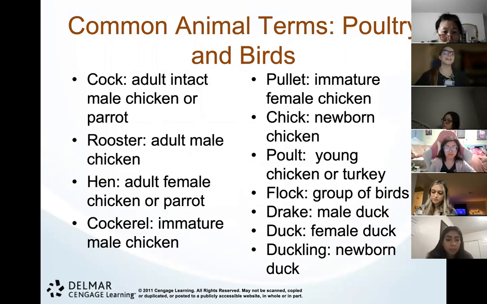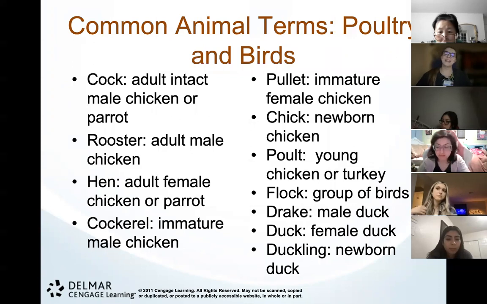And a cockerel is an immature male chicken, which means that they're usually under 1 year of age. A pullet, that's an immature female chicken. And a chick is the newborns for the chickens. Then we have poults, which are young chickens or turkeys. So usually within the first 3 months of age. Flock would be a group of birds. So when we have them all grouped together, it's one big flock. Drake is the term that we'll use for male ducks, while a duck is just the term that we use for female ducks. And ducklings are newborn ducks.